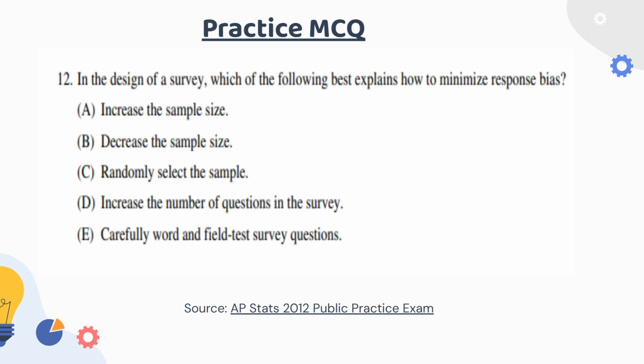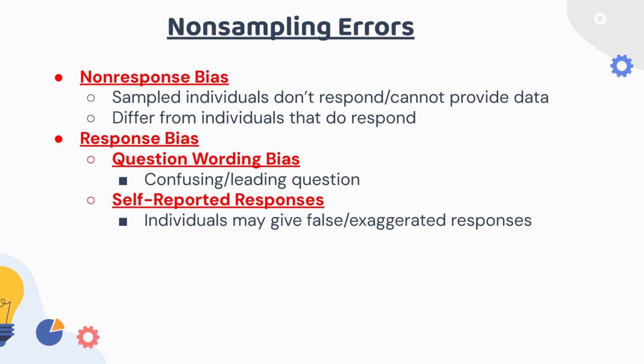The most common thing you could choose is C or E, but it's E because it's about response bias. You minimize response bias. Exactly. It's not minimizing general bias, it's minimizing specifically response bias. You need to know your vocab. You see here, response bias, question wording bias. This is directly in the CED. So awesome, now everyone's on the same page.